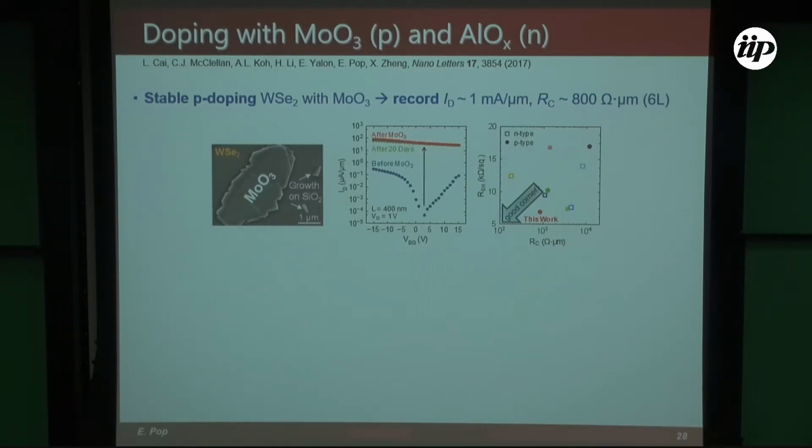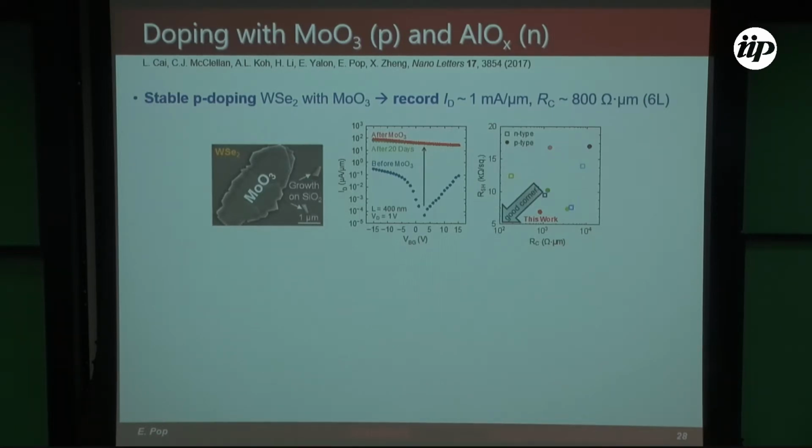But maybe just as importantly, this is a stable dopant, right? I don't know if this is the best dopant. Industry probably would not like this, but it is a pretty stable dopant for the time scales over which my students have patience to test things. It was about the same after 20 days, at least in log scale. And so we are able to push currents nearly 1 milliamp per micron in WSe2, which I think is still the record to this day, and 800 ohm micron contacts.